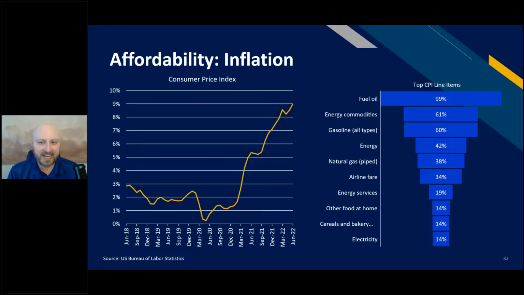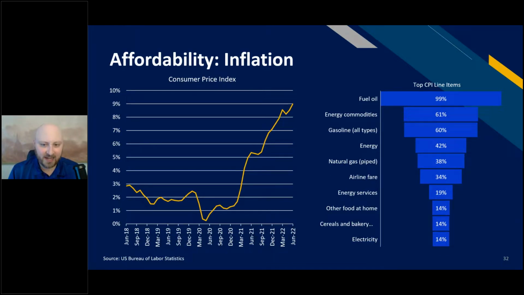On the right-hand side, we're looking at the top line items for inflation, and you can see that almost without exception, these are energy related. Airline fare is also mostly energy related. Cereals and baked goods are on there. Russia and Ukraine account for something like 40% of wheat, I think, internationally, so it makes sense to see that there. But for the most part, in terms of top line items, it's still sort of an energy related story.